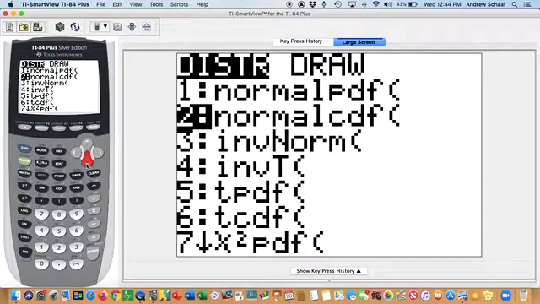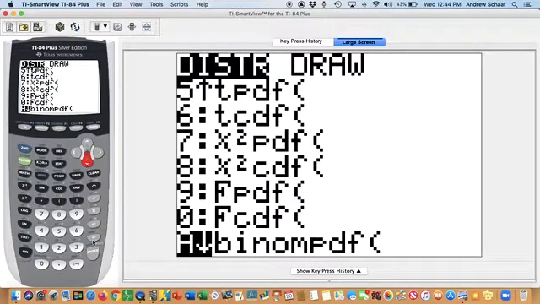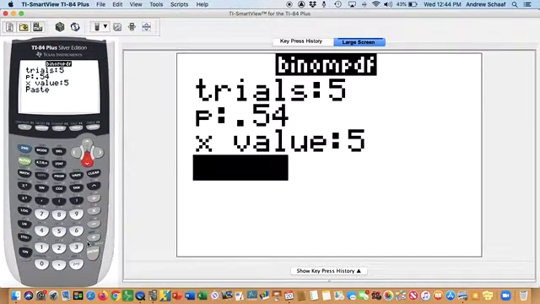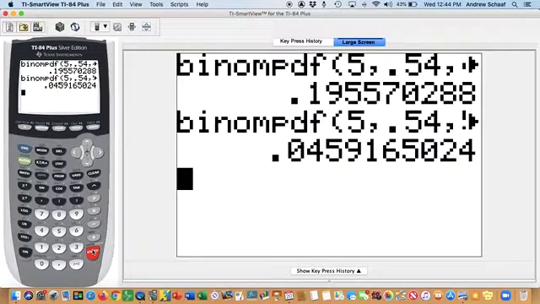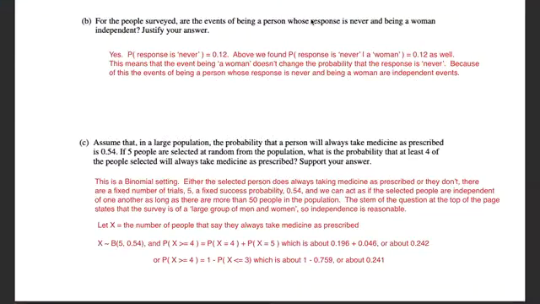So I'll go ahead and do it again. Sorry, it's kind of slow. It takes a second on the calculator emulator to arrow down to the command that I want here. There it is. So it's still 5 trials, same success probability, but this time I want 5 successes. And that's where the 0.046 comes from.